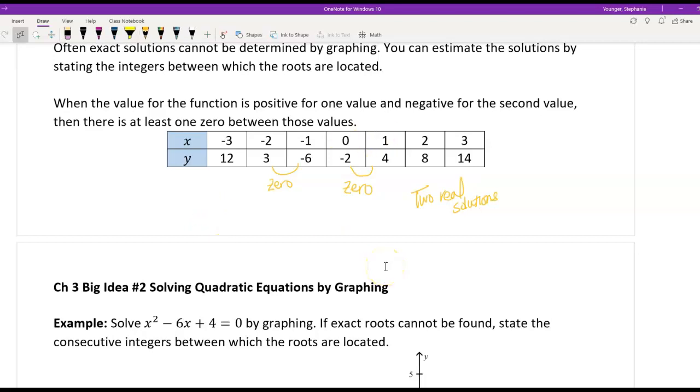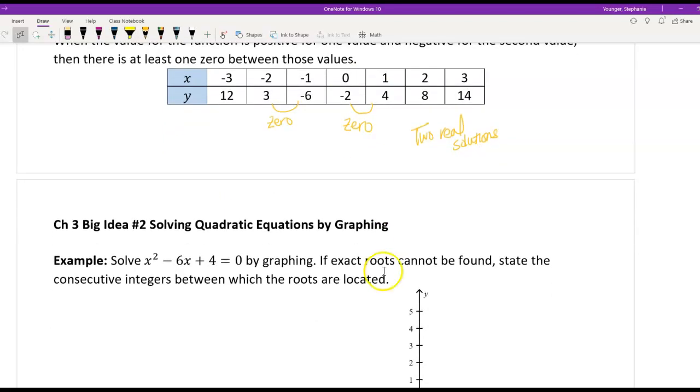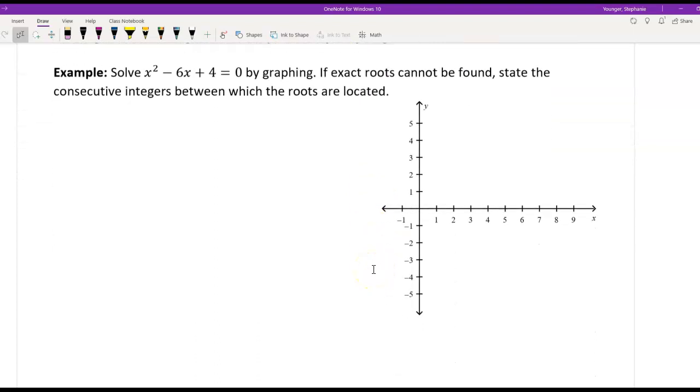All right, so let's take a look at this next example. It has a lot going on. It says, solve x squared minus 6x plus 4 equals 0 by graphing. If exact roots cannot be found, state the consecutive integers between which the roots are located. So let's start off with the easy. A equals 1, B equals negative 6, C equals 4.